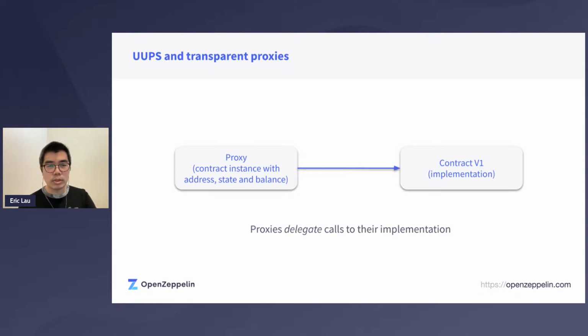So for UUPS and transparent proxies, these proxy patterns follow this concept where you have a proxy, which is your contract instance, that has an address, a state, and a balance. However, they don't contain the implementation logic for your contract. Instead, any function calls to your proxy are delegated to the implementation, which is stored at another address. So the proxy simply contains a pointer to that implementation. And effectively, your implementation logic is run in the context of your proxy, which is your contract instance.